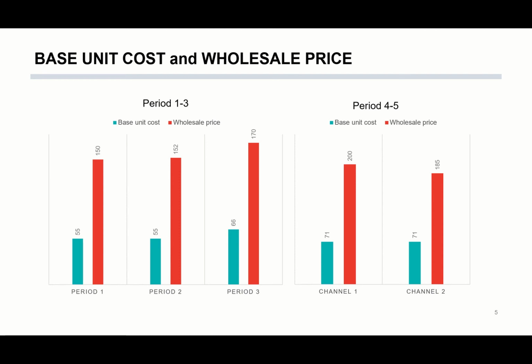In period 4, we give different wholesale prices to different channels because consumers are not sensitive to the price in channel 1 and our costs increase. So, we decide to raise the wholesale price in channel 1 from 170 to 200. On the other hand, since our main market is targeted in channel 2, and they don't like the products with high price, we choose a small increase to 185.